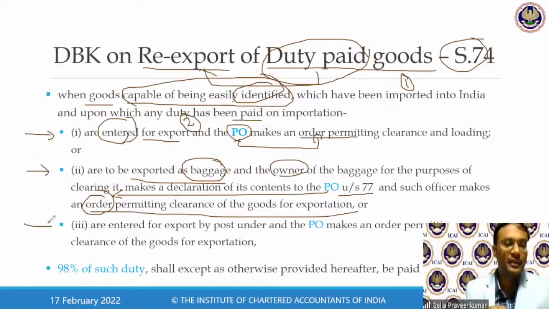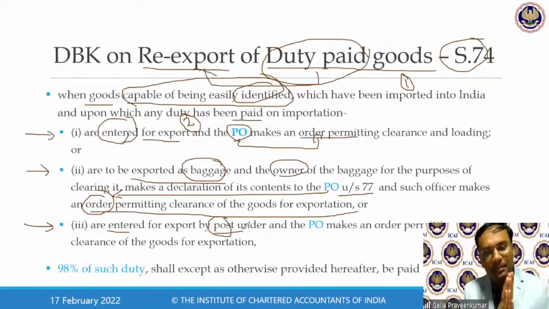Third, these goods are entered for export by post, and the proper officer makes an order permitting clearance of those goods for exportation. Now, this entry of the third element by post is a little important for small time business people. COVID actually opened up a plethora of opportunities for small time businessmen.